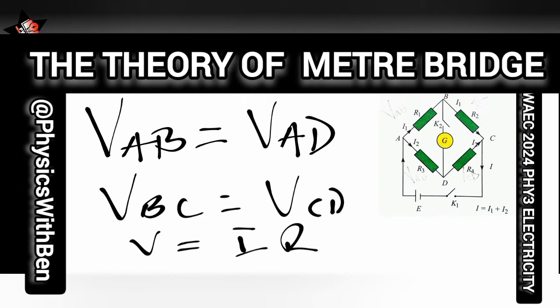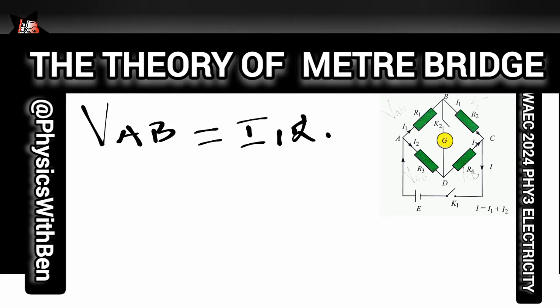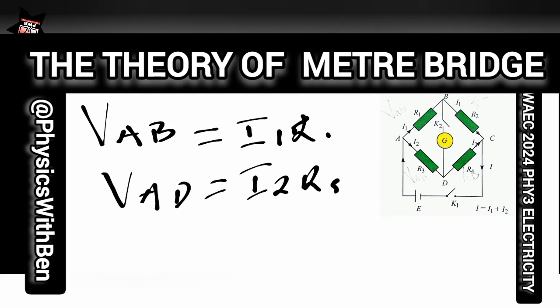IR. So we are going to customize this in such a way that this is what you are going to have. For V, the potential at AB is given to be I1 R1. The potential at AD is given to be I2 R3. This is I1 R1, this is R3.